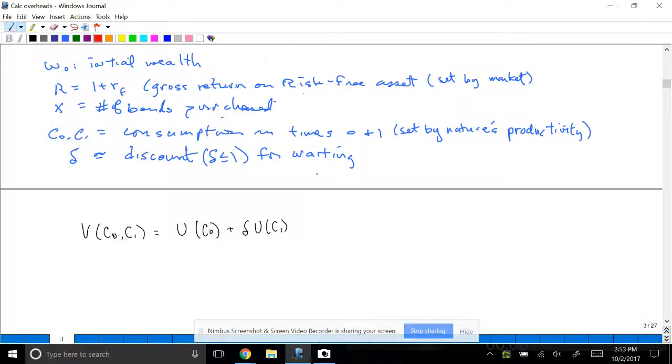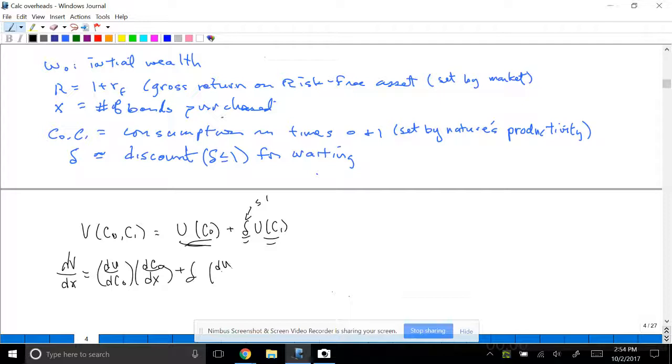If we wanted to take the derivative of V with respect to x, how does lifetime utility change as we change our saving? One thing we can do is take the derivative of u with respect to C0 times the derivative of C0 with respect to x, plus this delta, which is some parameter we put on the future. Since we might be dead before the future, maybe this is some number a little bit less than 1. We care about consumption today more than consumption in the future. So we take the change in utility over the change in consumption in period 1, and then the change in consumption in period 1 over the change in x.